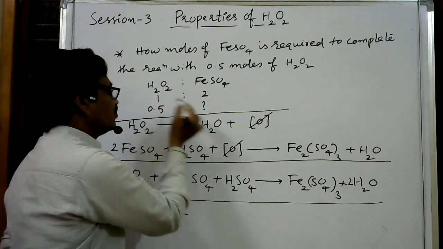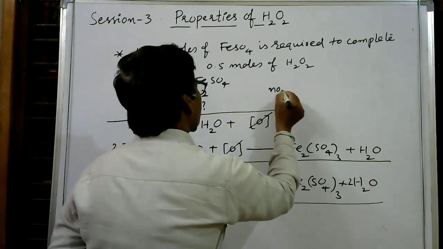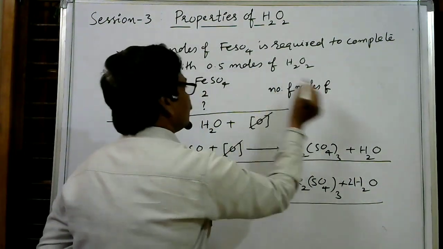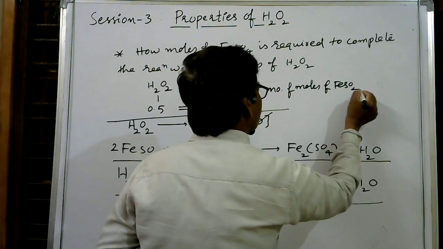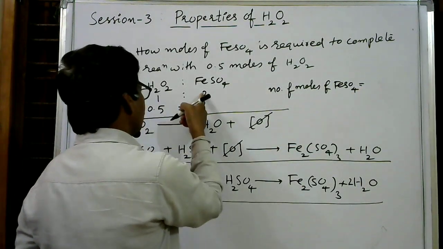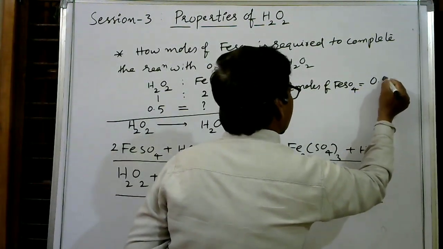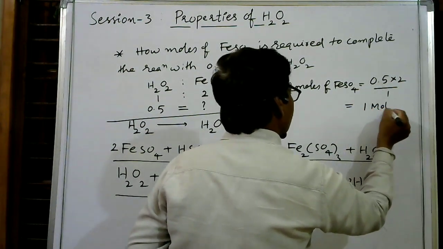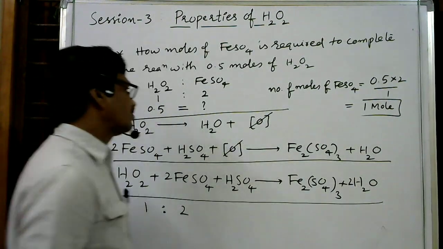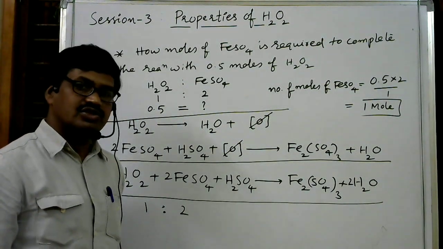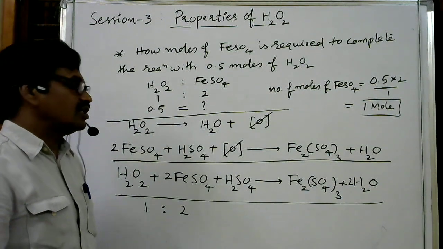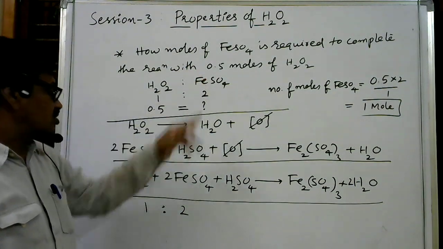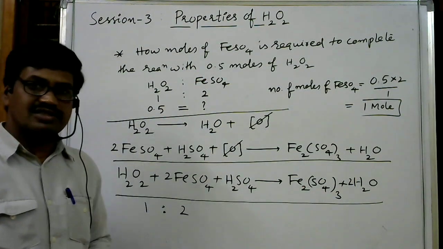0.5 into 2 by 1. So the answer is the number of moles of FeSO4 equal to 0.5 into 2 by 1, that is nothing but 1 mole. 1 mole of ferrous sulfate is required to complete the reaction with 0.5 moles of hydrogen peroxide. So like these questions they may ask. For solving questions like these, I should know this reaction, this balanced chemical equation.